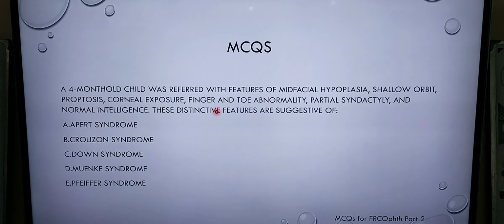MCQ. A 4-month-old child was referred with features of mid-facial hypoplasia, shallow orbits, proptosis, corneal exposure, finger and toe abnormality, partial syndactyly and normal intelligence. Which syndrome is it?